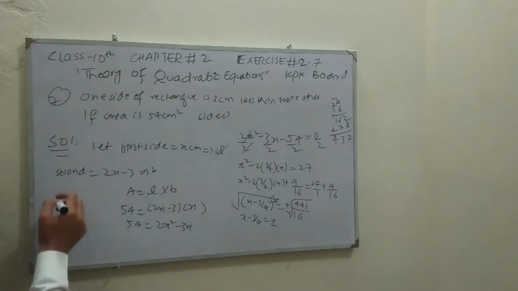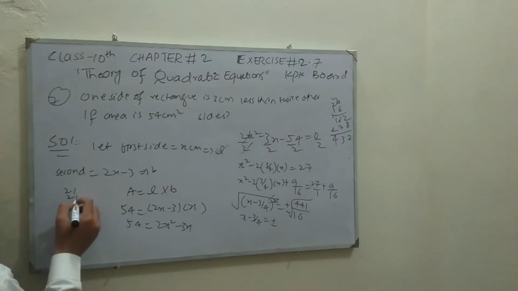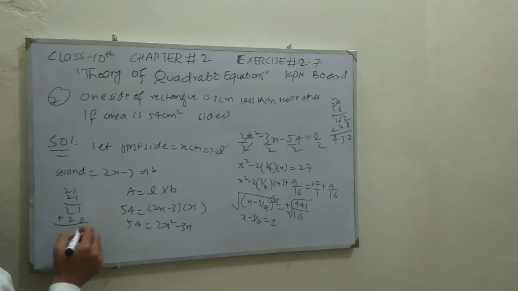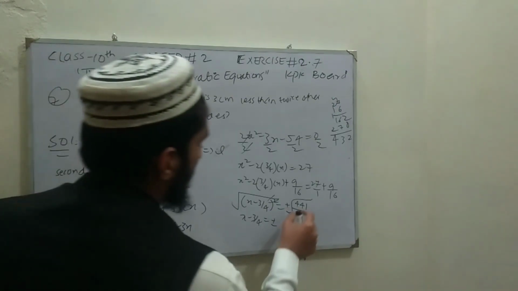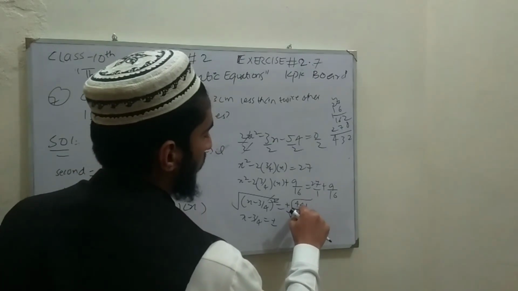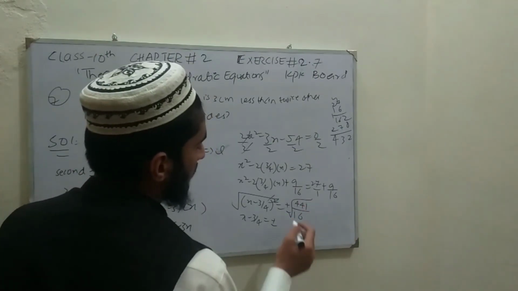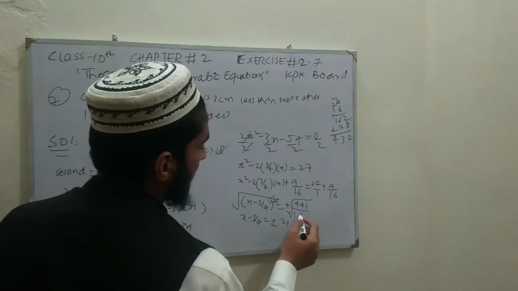So let's check 21. So the value is 21. 21 square will give us 441, so 21 will come out from the under root, and here under root of 16 is 4.